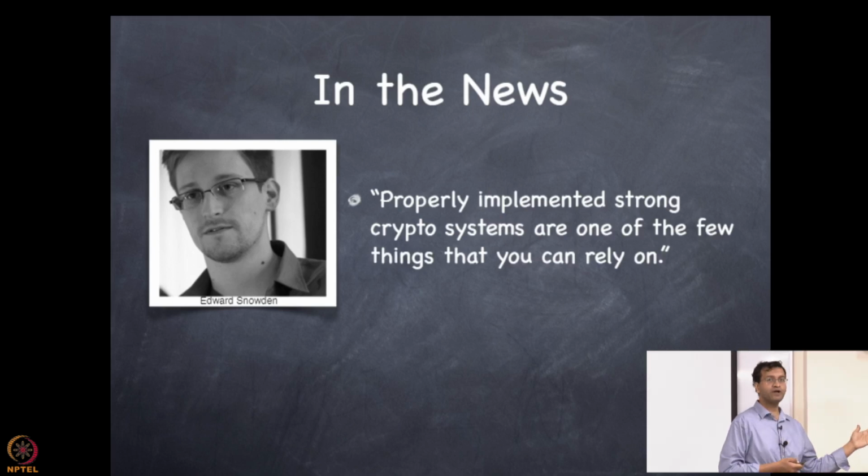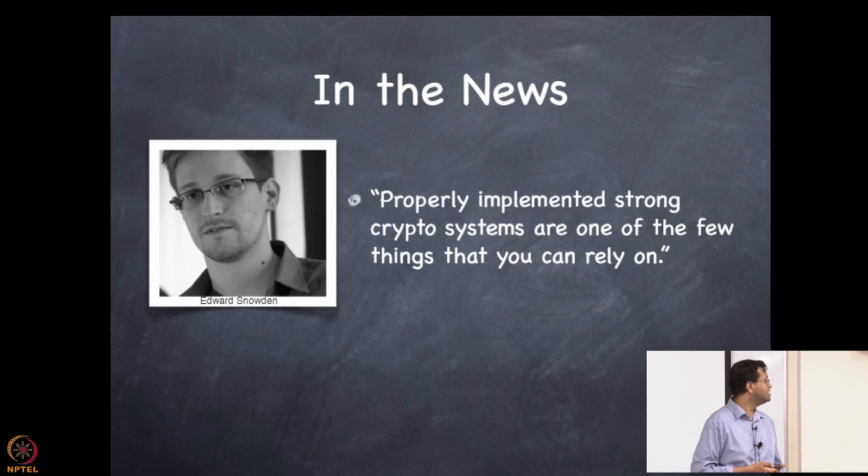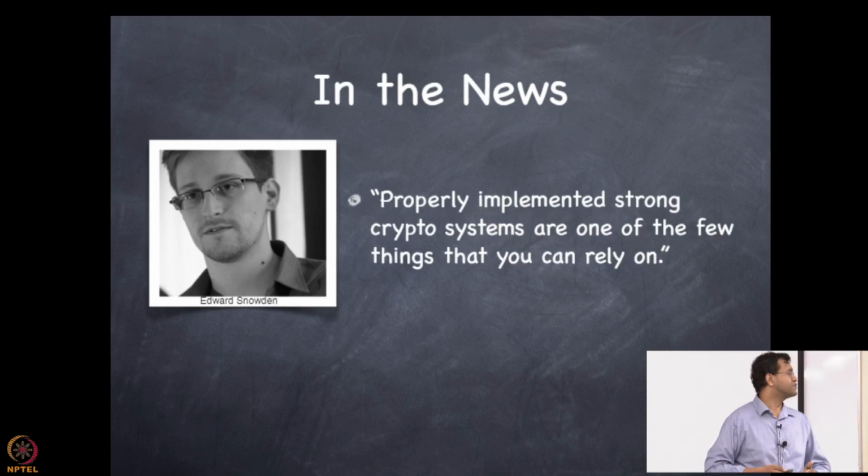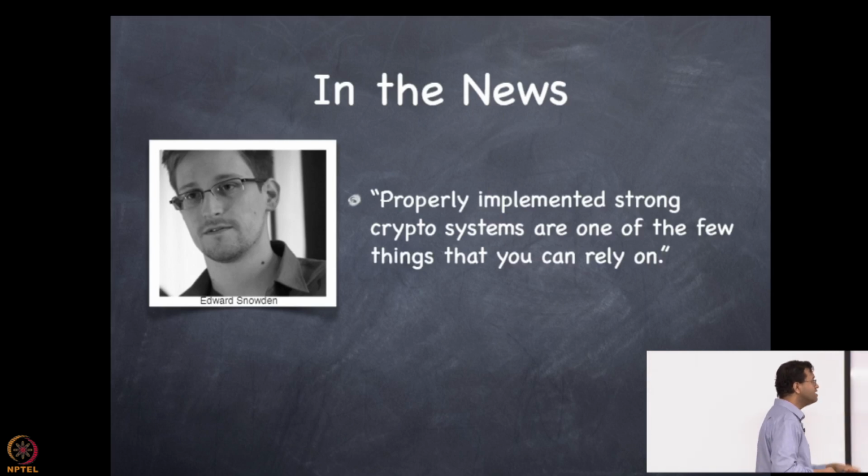And he said properly implemented crypto systems, so encryption, authentication, and so forth, are one of the few things you can rely on. You look inside what the NSA or CIA is capable of doing. They are breaching all sorts of security mechanisms people have, but this one thing they haven't been able to breach: properly implemented crypto systems. Of course, the proper implementation is also part of it.